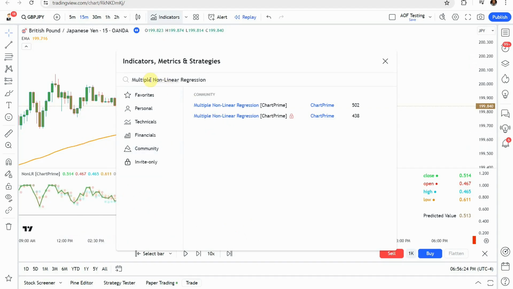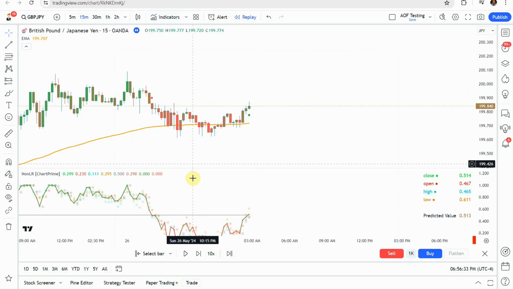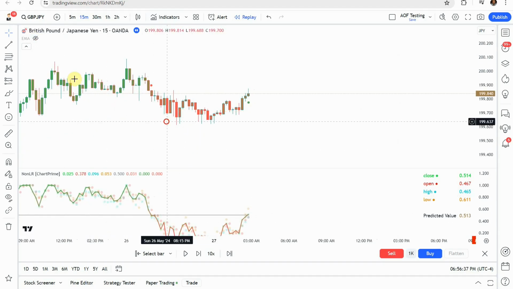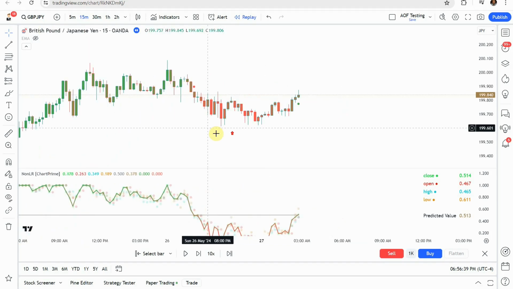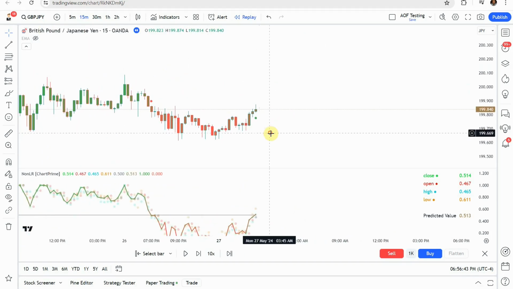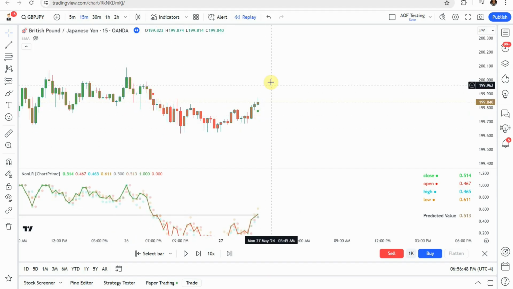The indicator they mention in the source video is the multiple non-linear regression indicator, this one right here. Go ahead and click on that and add it to the screen. It looks like this, and it gives us these red dots and green dots, and according to the source video these can be used as buy signals and sell signals.